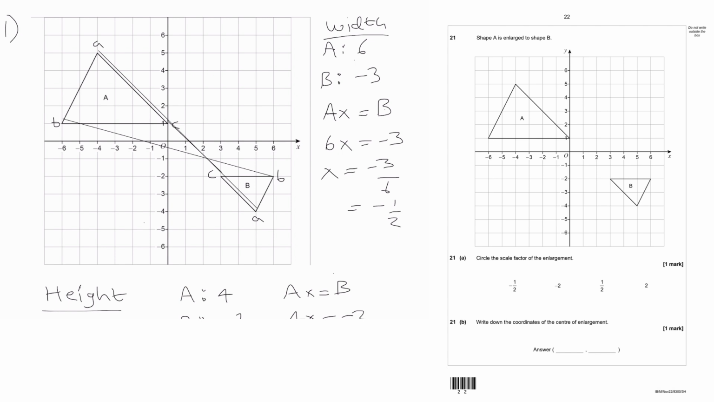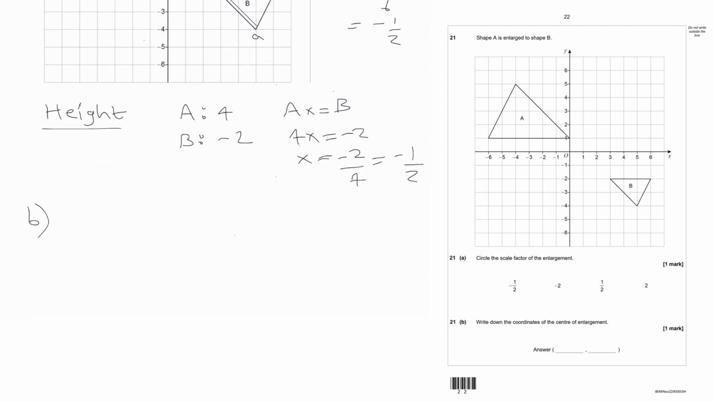So the coordinates of the centre of enlargement are where all the straight lines meet. So for all intents and purposes, it's at this point here, which we can see has an x-coordinate of 2 and a y-coordinate of minus 1. So it's going to be 2, minus 1 is the centre of enlargement.